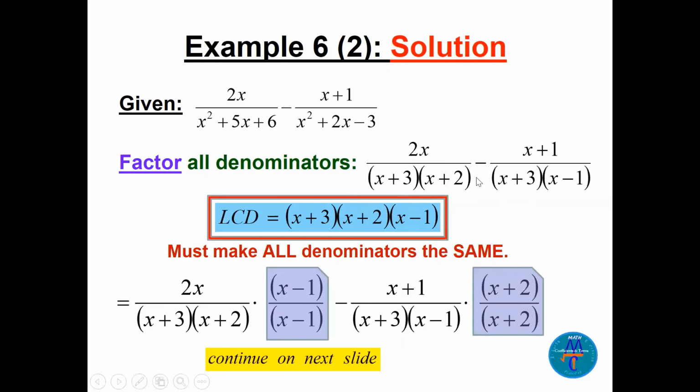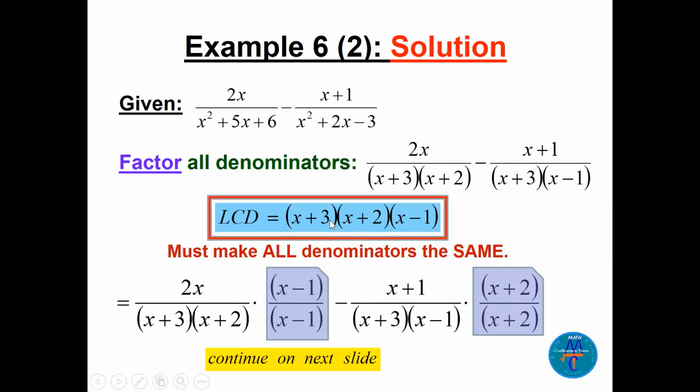If we have different powers, remember, take the highest. Now make all the denominators the same. Look here, very nice how to make the denominators the same. Now this one, x plus 3, x plus 2. You see this one? What's missing from the LCD? x minus 1. So I multiply up and down. Up here, down here. And there is a minus in the question. Second one here, x plus 3, x minus 1. What's missing to make it like the LCD?